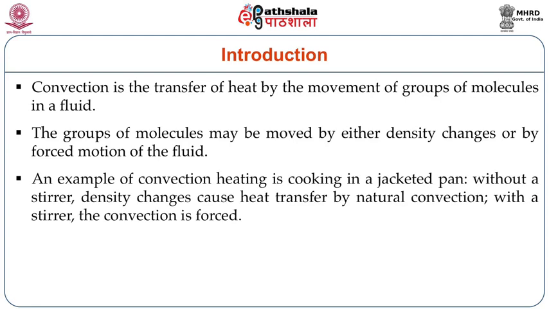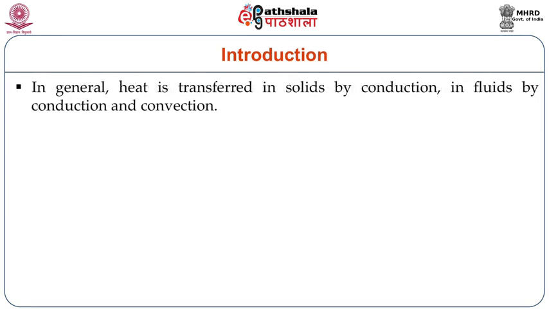An example of convection heating is cooking in a jacketed pot. Without a stirrer, density changes cause the heat transfer by natural convection. With a stirrer, the convection is forced. In general, heat is transferred in solids by conduction, in fluids by both conduction as well as convection.